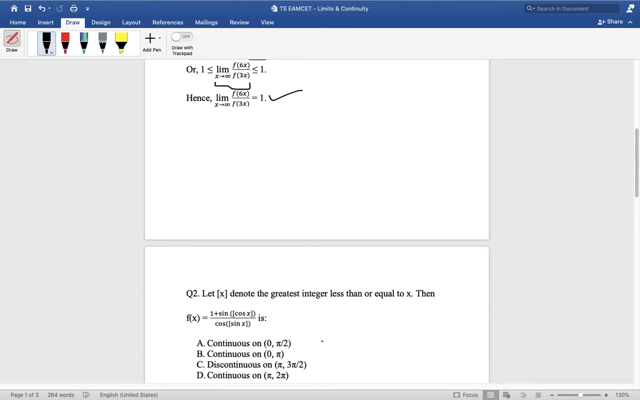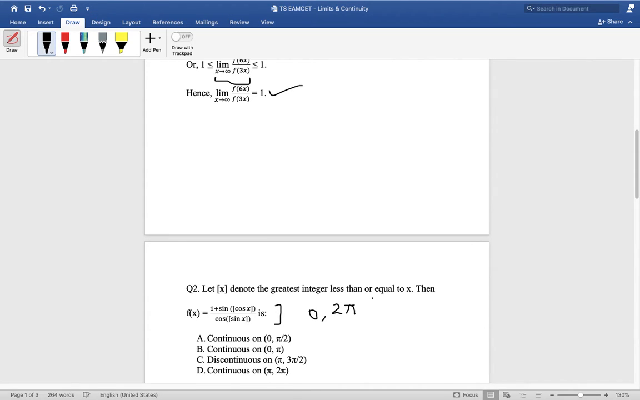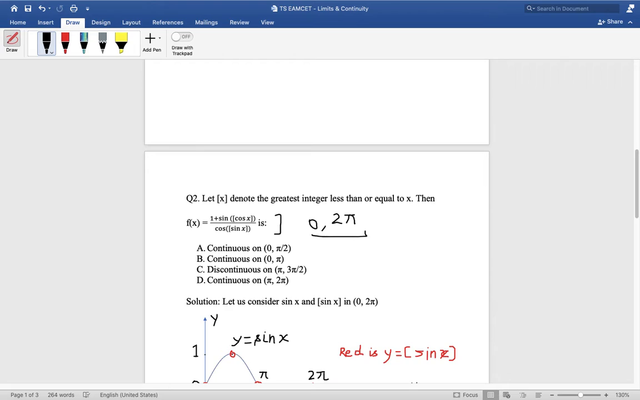How we can solve this problem is just define the function f of x, and we will inspect the function and we will see whether it's continuous or discontinuous on all these intervals or not. In the problem we can see that it's asking on 0 to pi by 2, 0 to pi, pi to 3 pi by 2, pi to 2 pi. So I will define this function on 0 to 2 pi. Lower limit I will keep at 0 and upper limit I will keep at 2 pi, and I will define the function in this interval, and then I will see the discontinuity or continuity, okay?